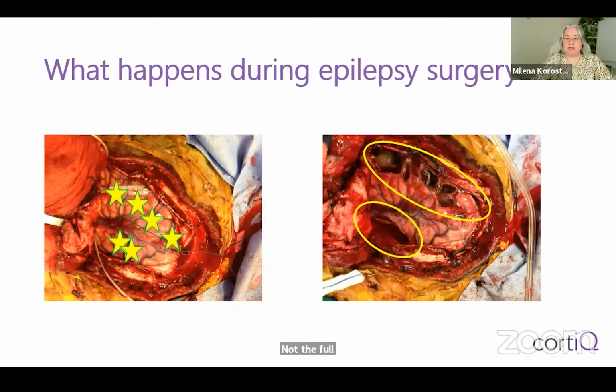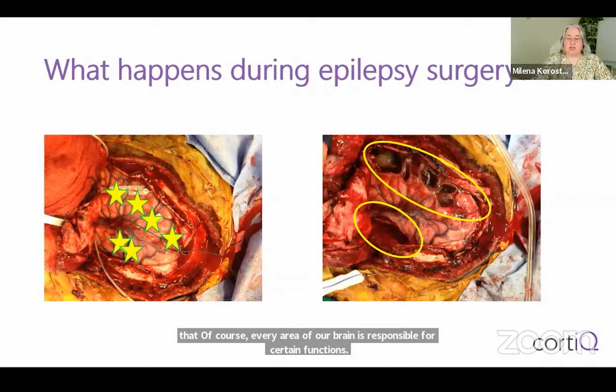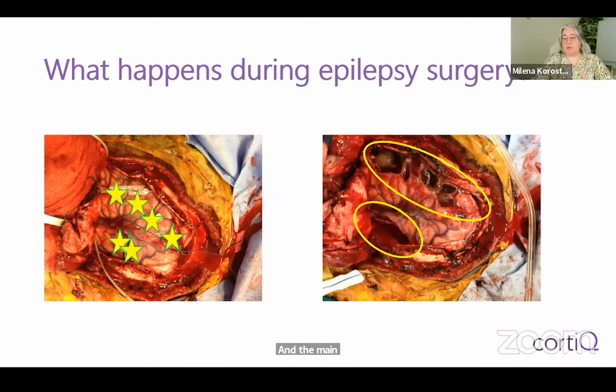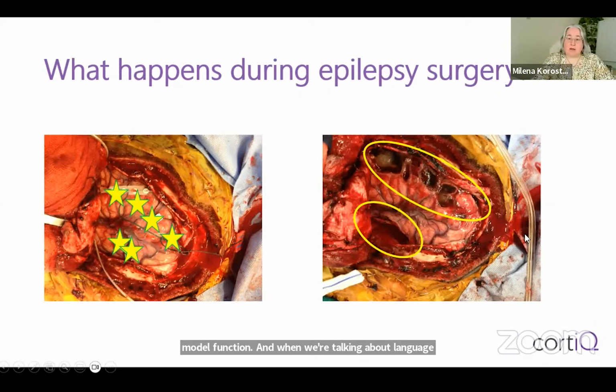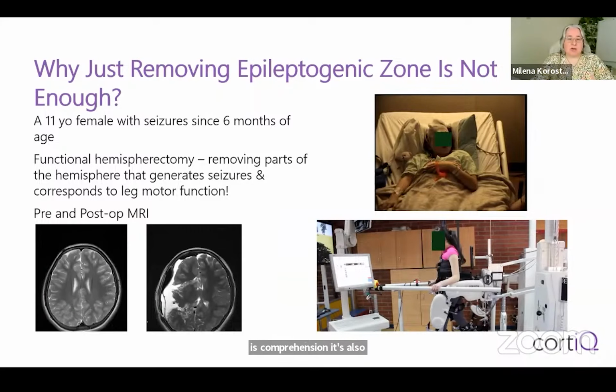But number two is that, of course, every area of our brain is responsible for certain functions. And the main functions include, as we know, language, motor function, and when we're talking about language, it's comprehension. It's also speech. So, for example, here you can see how the surgery impacted a patient.